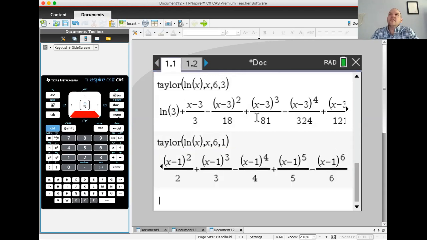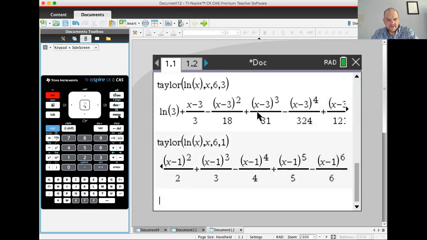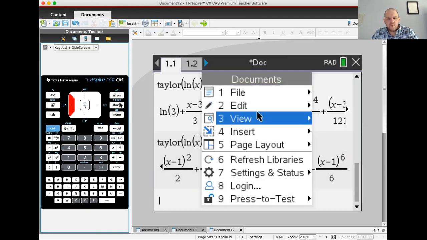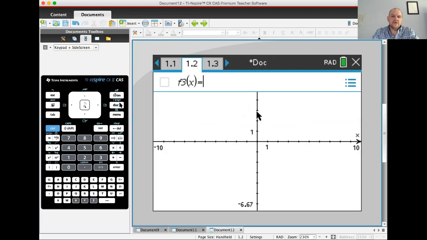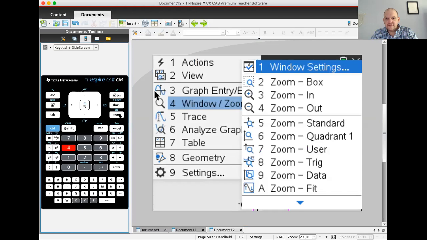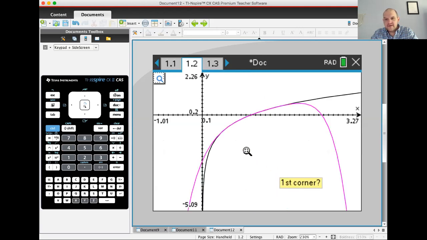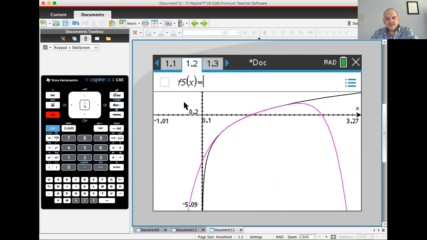Let's compare. The domain of natural log is x greater than 0, which means our polynomial has a domain of all reals. So there's definitely something we're going to have to think about. Where is it good? So natural log of x. And then I'm just going to type Taylor, natural log of x, comma x. I want 6th degree, and I want you to center it at 1, and it gives us this. Look at that interval there. It's really, really good, kind of between 0 and 2. Then it gets worse.